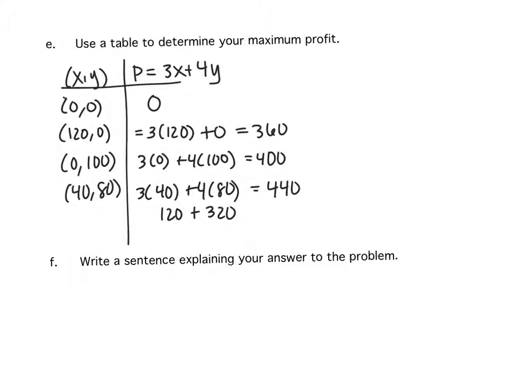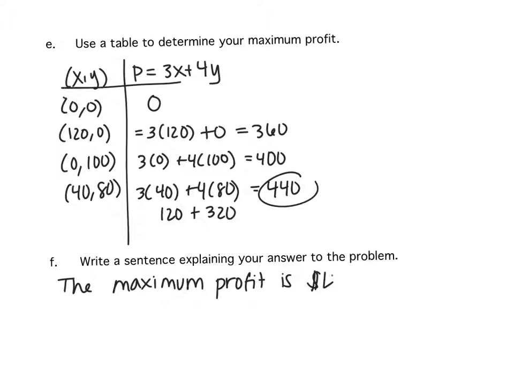In the video, you always looked for the maximum and the minimum. Here, we don't care about the minimum profit. All we care about is the maximum. That is our maximum. Very last thing you have to do is write a sentence. So the maximum profit is $440. And when does that occur? At 40, 80. Sold 40 caps and 80 t-shirts. Right, so at 40, 80, which in the context of the problem is 40 caps and 80 t-shirts.